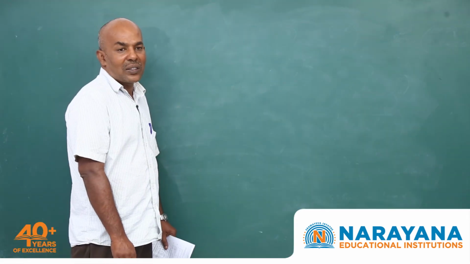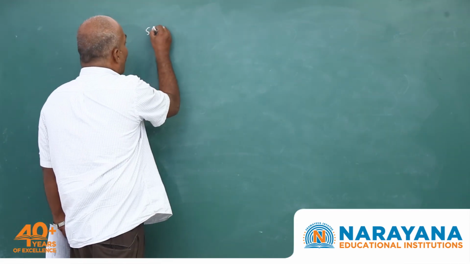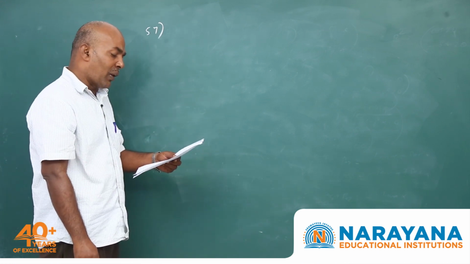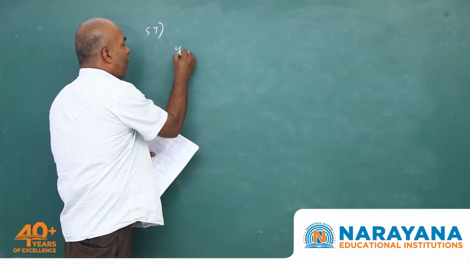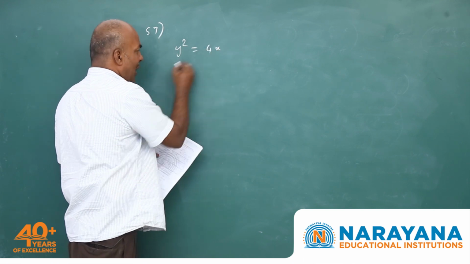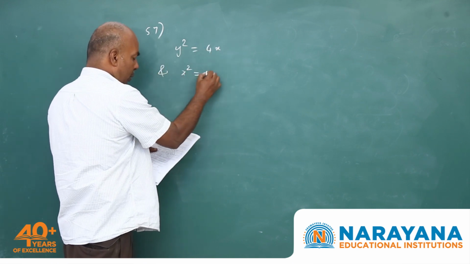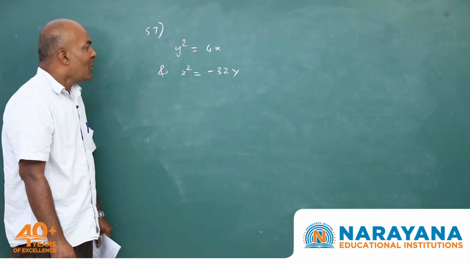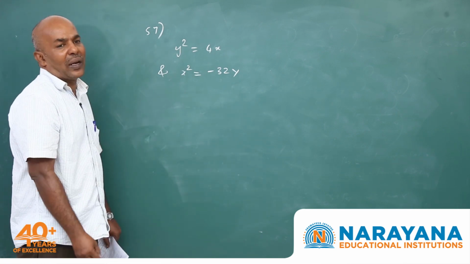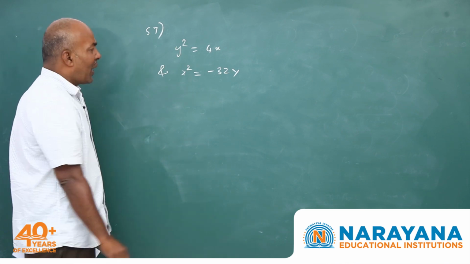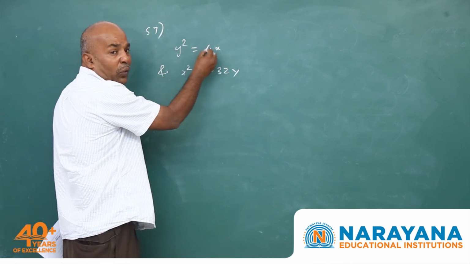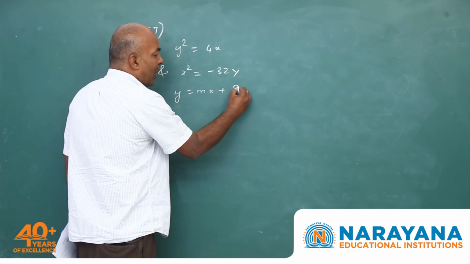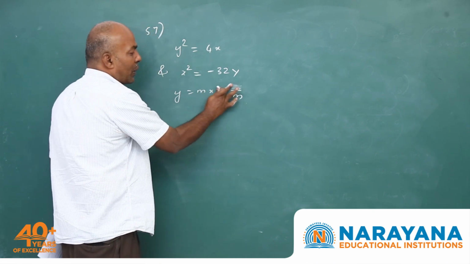Okay, now we shall start discussing question number 57. It says the slope of the line touching the parabolas y square equal to 4x and x square equal to minus 32y is dash. So what we need to do is find the common tangent. Let me first write the tangent equation for the parabola y square equal to 4x. That is nothing but y equal to mx plus a by m. Here a is nothing but 1.